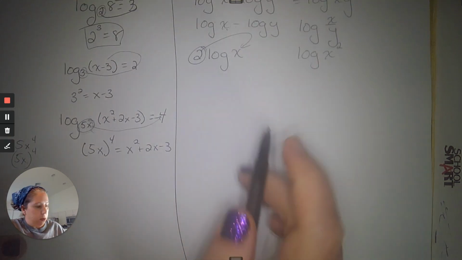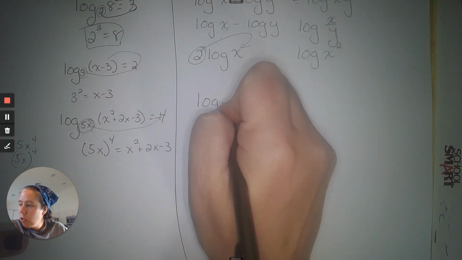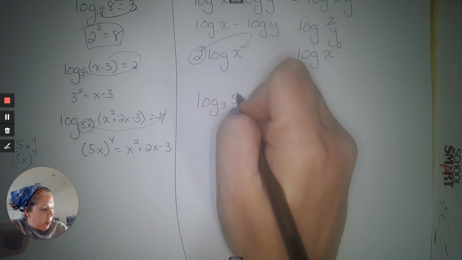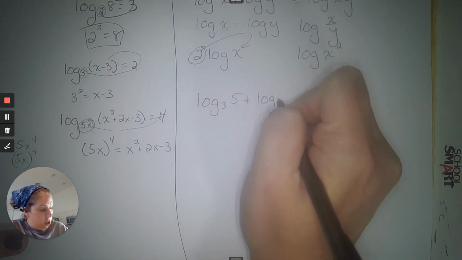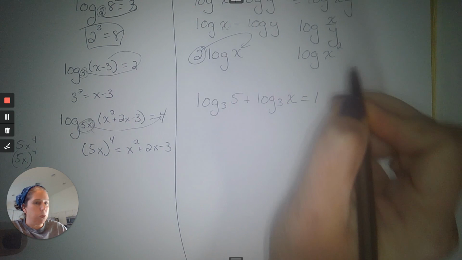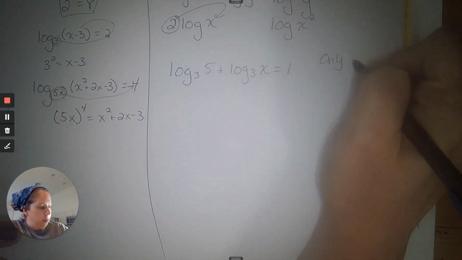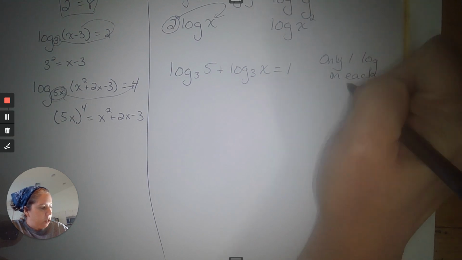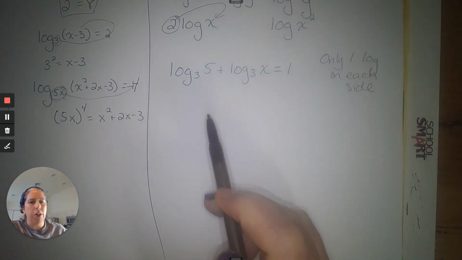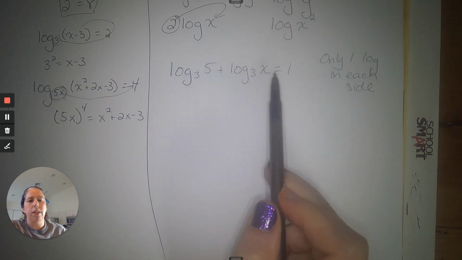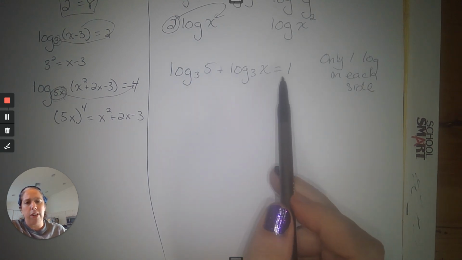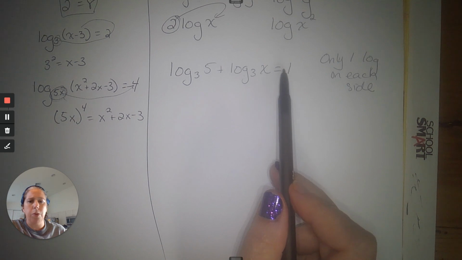Okay, so some problems. If I give you this, we're going to start off easy. So log base 3 of 5 plus log base 3 of x equals 1. Okay, you're only allowed 1 log on each side. So we're only going to work on ones that have logs on one side. The ones with logs on the other side are actually super easy, but we're not going to worry about those.